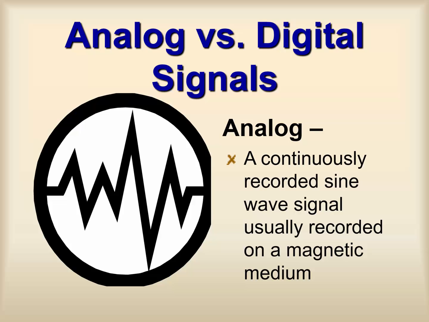So in the world of analog, if you recall when we've talked about analog before, it's a continuously recorded sine wave signal. This can be my audio voice coming to you as a continuously recorded sine wave, or something from a musical instrument, or any kind of noise, so to speak. And we would normally in the past have recorded those on some form of a magnetic medium like a tape or potentially a phonograph record.